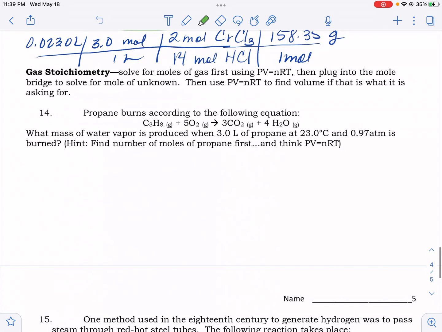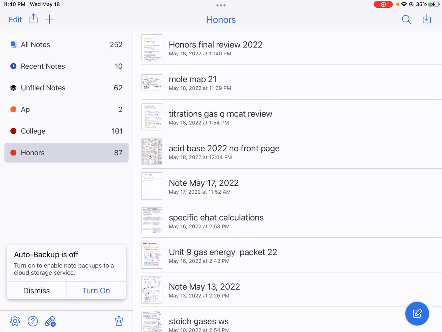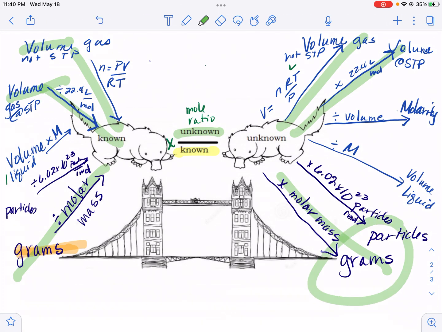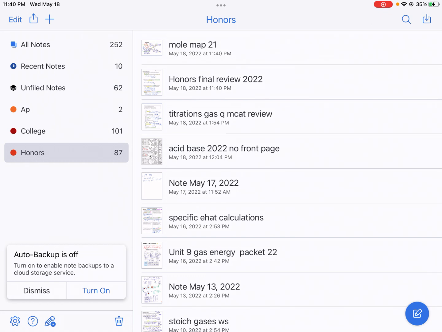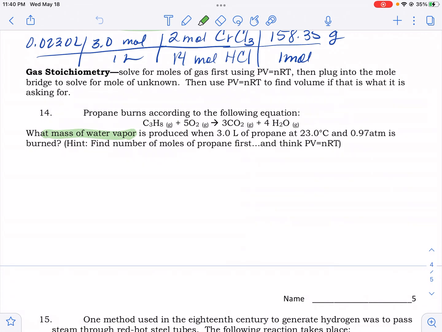So here we go. Question number 14. Our equation's given to us. It says, what mass of water vapor is produced? So we're solving for mass. That means we're going to end up down here on our map, our bridge. And we're given volume of propane with a temperature and a pressure. So let's start with what we know.